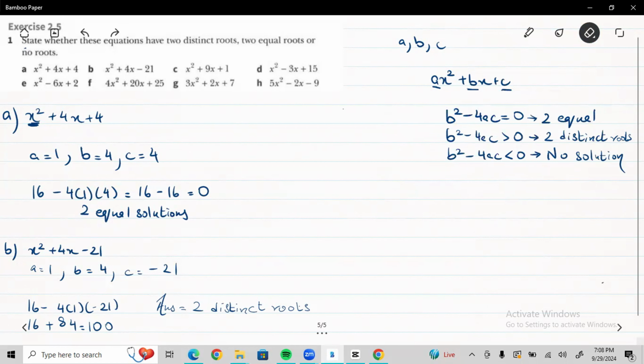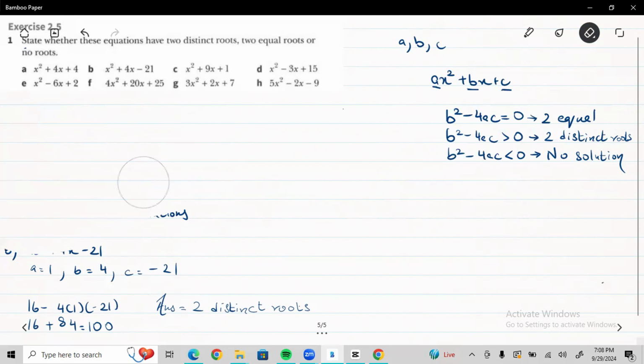Wait a second, why did I erase this? Let me just use.